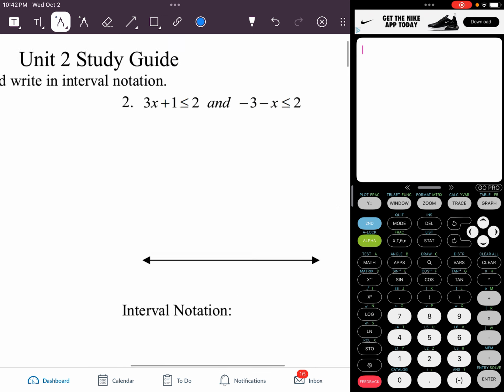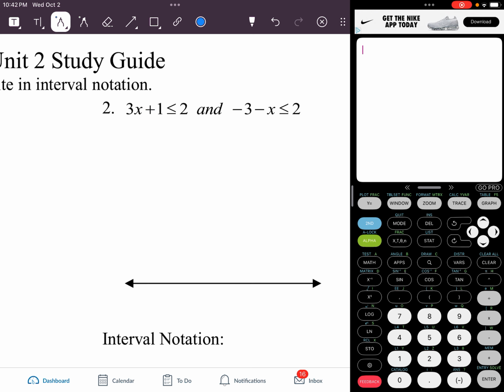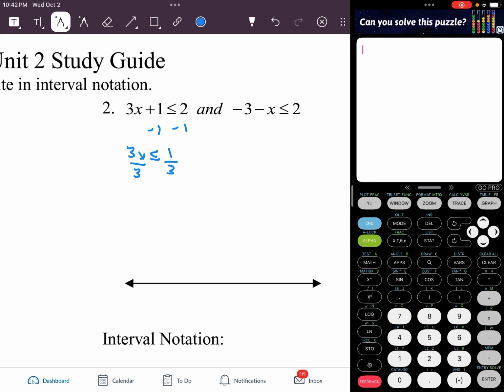Number 2. Another and. I'm going to subtract 1, which gives me 3x is less than or equal to 1, divided by 3. x will be less than or equal to 1/3. The other side, I'm going to add 3 to get -x is less than or equal to 5.